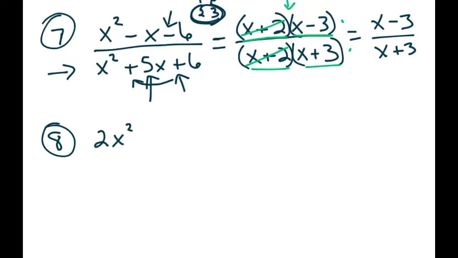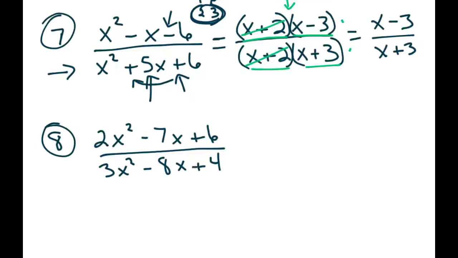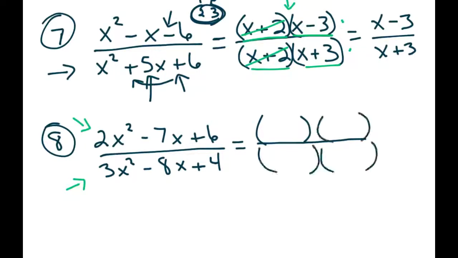2x squared minus 7x plus 6 over 3x squared minus 8x plus 4. Okay, just to practice your factoring, I want you to hit pause. I want you to factor the top trinomial and then factor the bottom trinomial, and then hit play again and compare to see if you got the same answer as me. Okay, hit pause now. You should have gotten 2x minus 3 and x minus 2 for the top factor, and then 3x minus 2 times x minus 2 for the bottom.